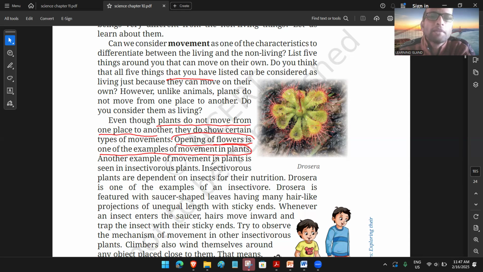Another example of movement in plants is seen in insectivorous plants. Look, this is an insectivorous plant. When insects come and sit over here, then these open strips get closed and trap it. So this is another movement in the plant. Insectivorous plants are dependent on insects for their nutrition. So what is the name of an insectivorous plant? Drosera.